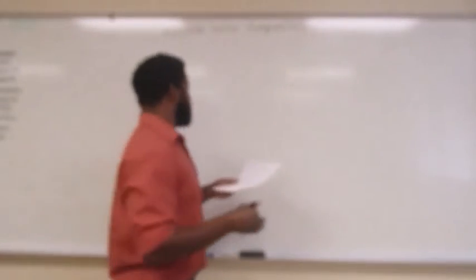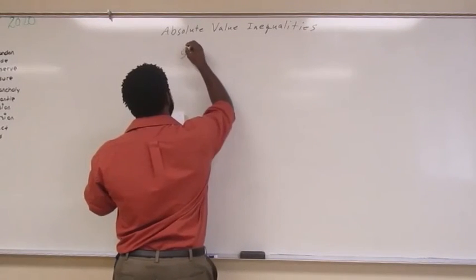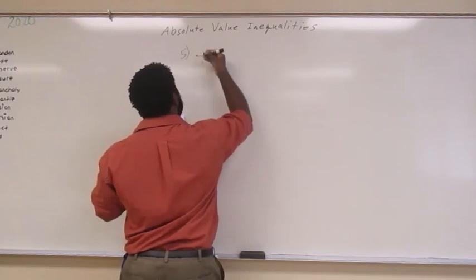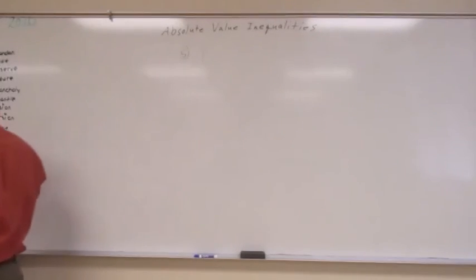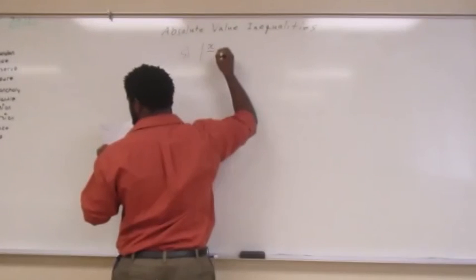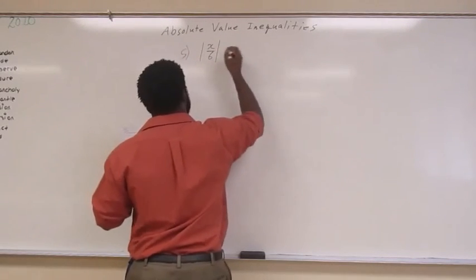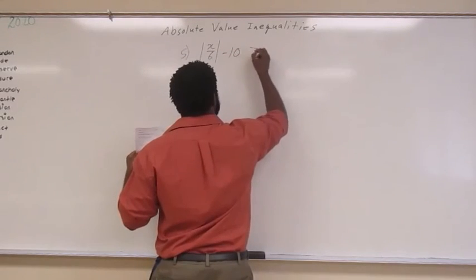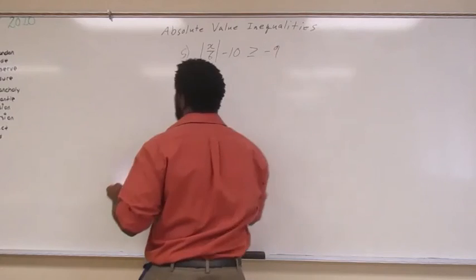Number 5, you have the absolute value of x over 6, minus 10, is greater than or equal to a negative 9, right?